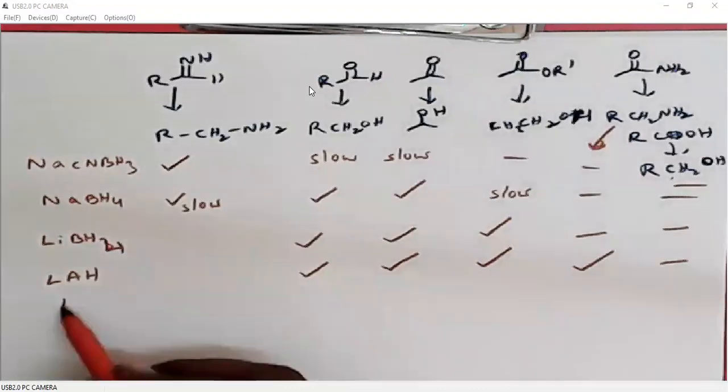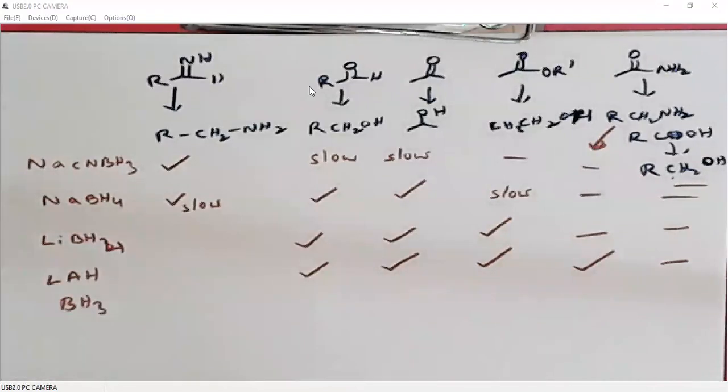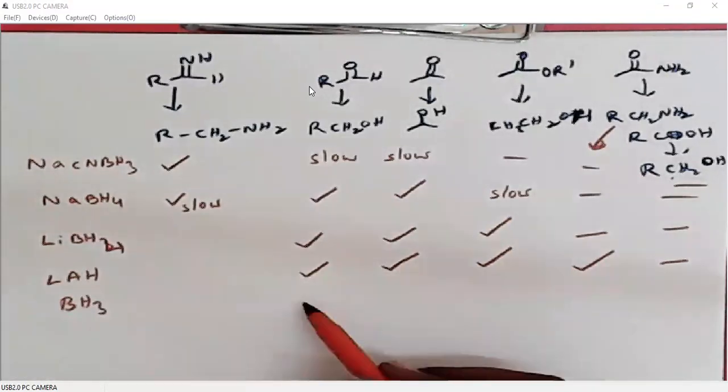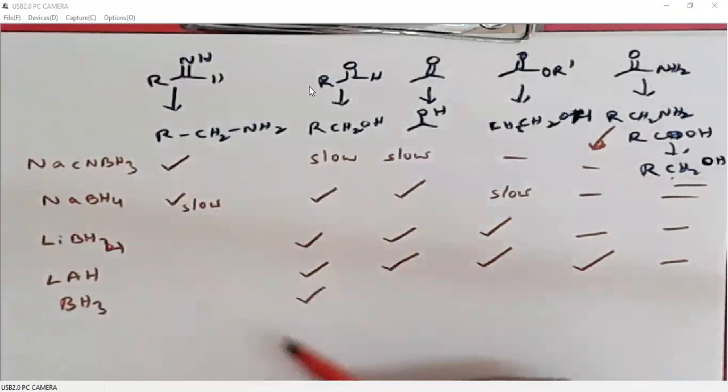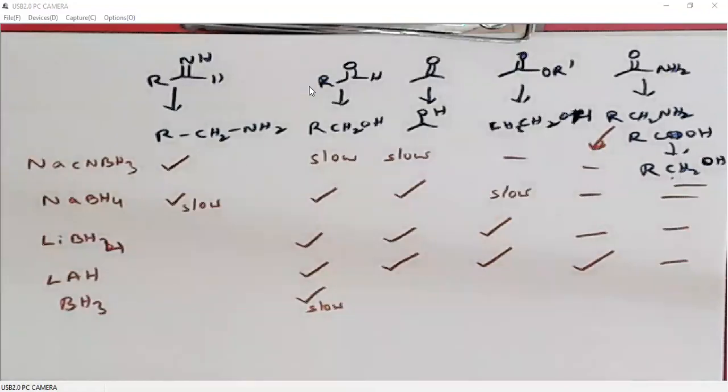Now we will see diborane reduction. Similarly, diborane can be used for aldehyde to alcohol reduction, but sometimes it is slow. Of course, it will reduce aldehyde to alcohol, even ketone to alcohol is possible, but it is slow, so we don't use this reagent. Generally, we use these reagents for the reduction of carbonyl. We don't use borane.